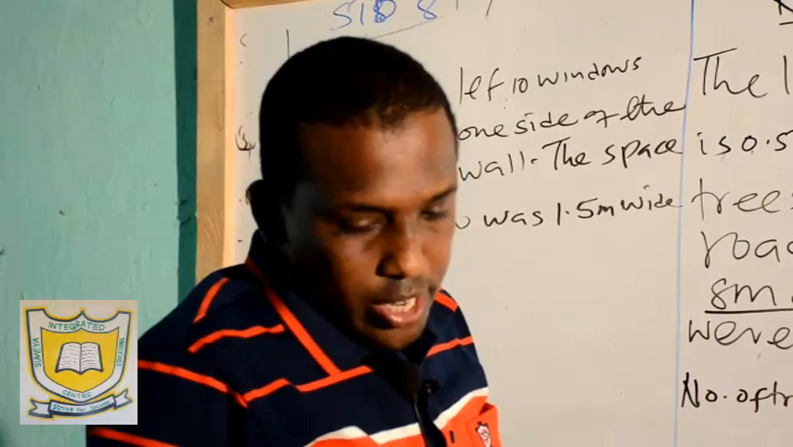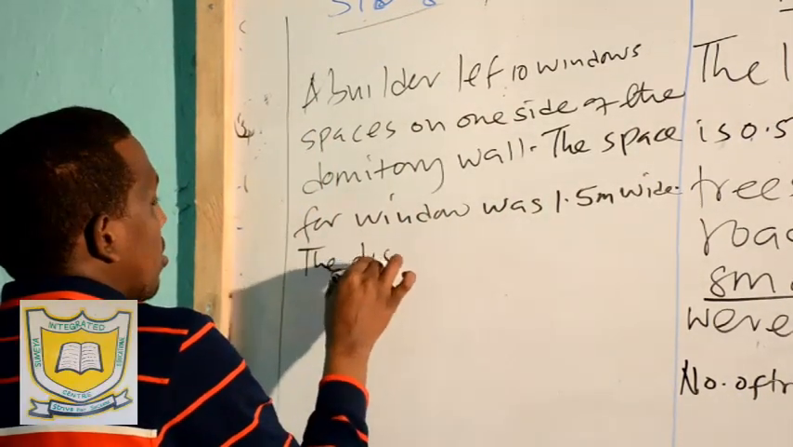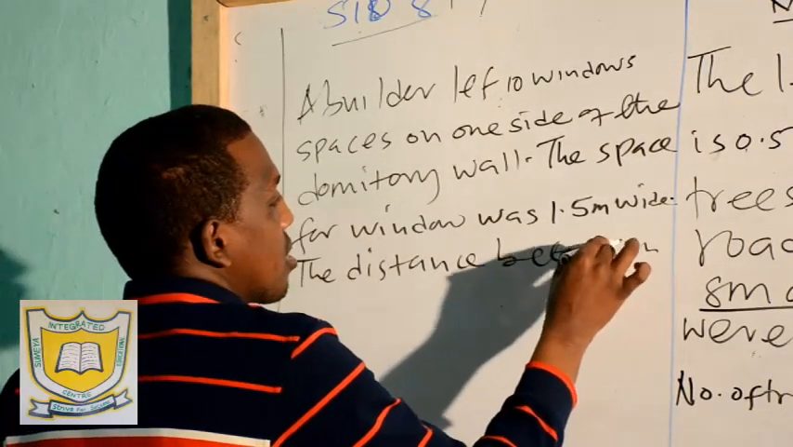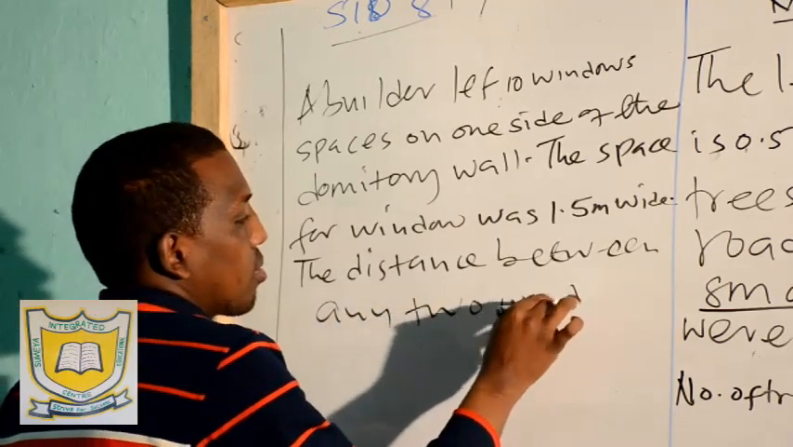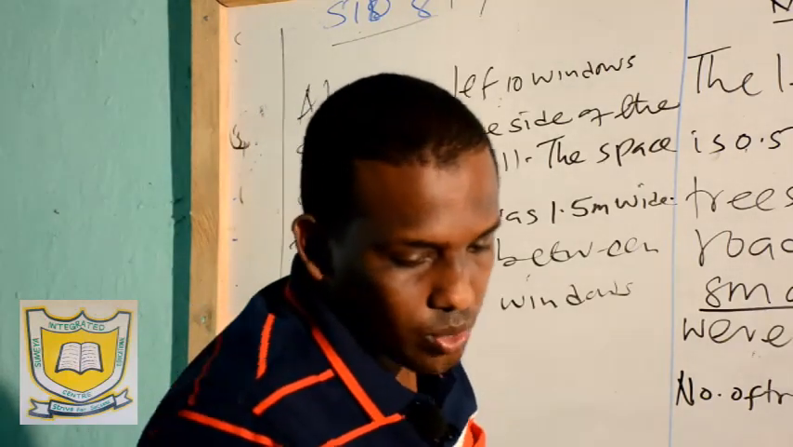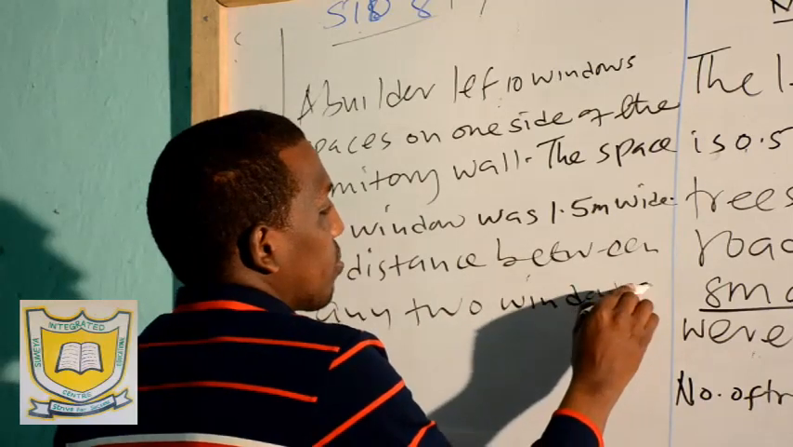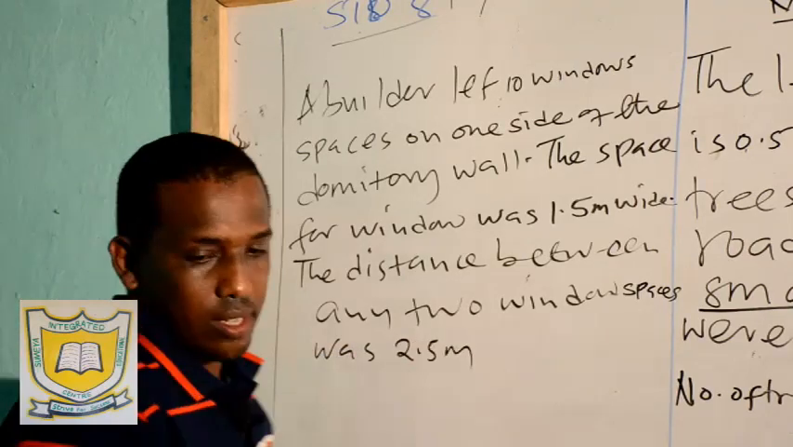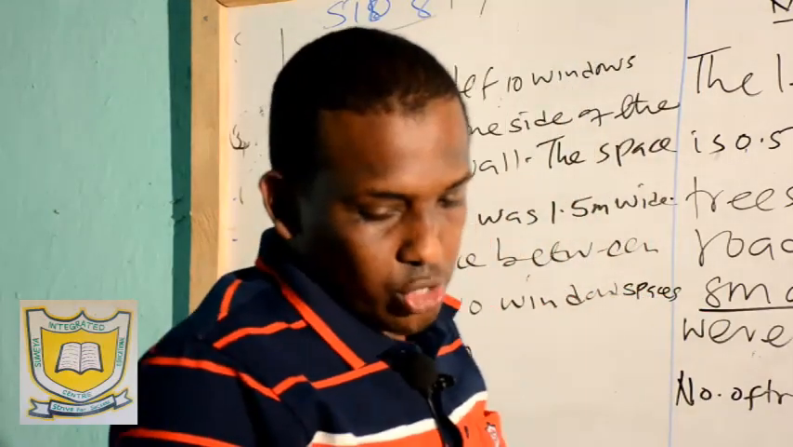The distance between any two window spaces was 2.5 meters.